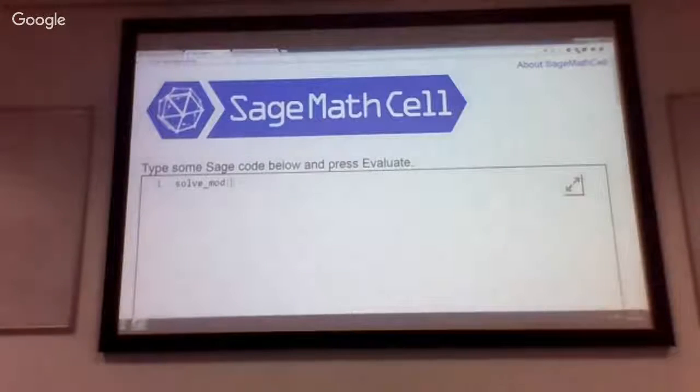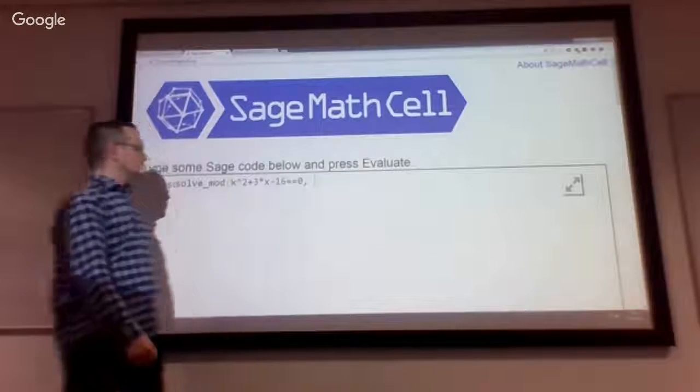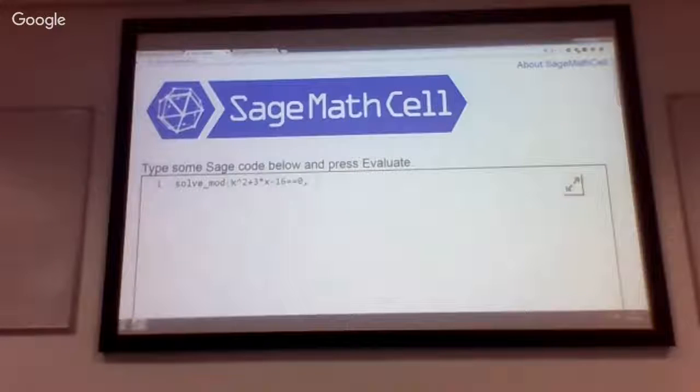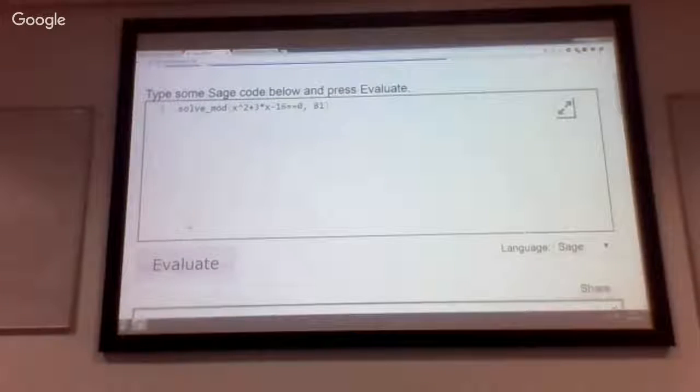Just while that's loading up, here's how to solve it. In here, you type in the equation. So what was this equation? x squared plus 3 times x minus 16 congruent to 0. So equals 0. Remember, you represent the equality sign in computer languages typically with the double equal sign, and you just give it the modulus as the second argument, I think. And execute that. There's a big button there. You can do Shift Enter, I think.